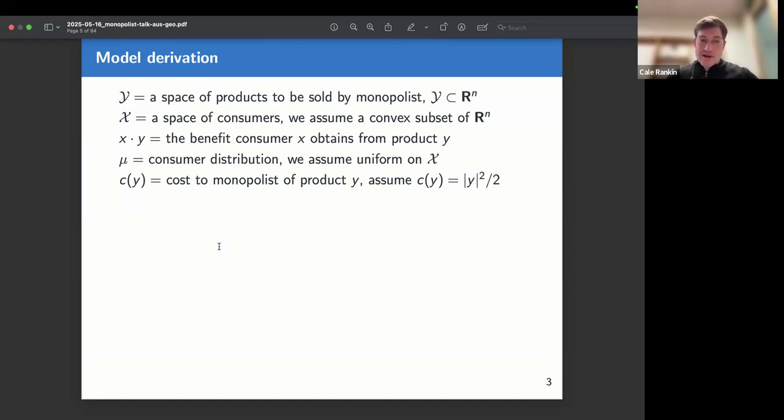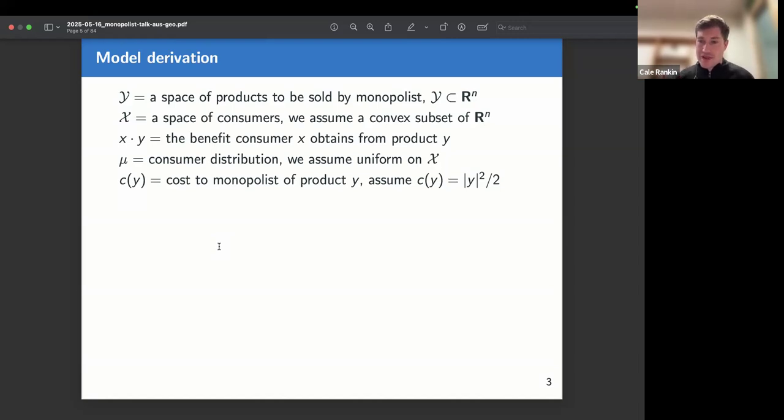So in the car example of performance, efficiency, luxury, the corresponding coordinates of the consumer are how much they like those features. That means the dot product x dot y is the benefit consumer x obtains from a product y. We're going to have a distribution of consumers. To keep things very simple today, it's going to be uniform on our domain.